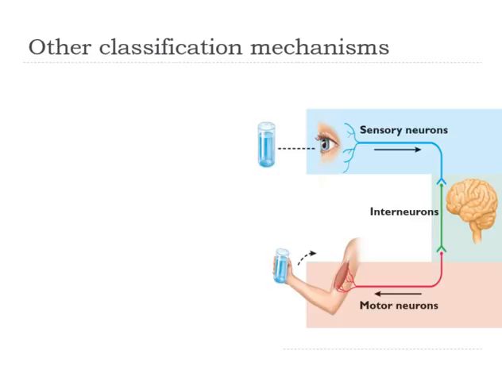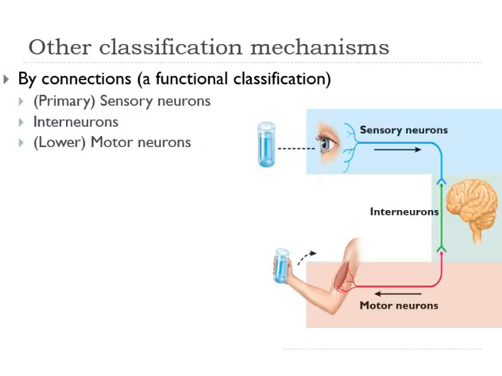This is a very common thing to do, and you've probably seen these terms before as well. So you can classify based on what is the function of this neuron to your nervous system. And through this classification, basically you have three different varieties. You have sensory neurons, which are sometimes also called primary neurons, or primary sensory neurons. You have interneurons, and then you have motor neurons. Sometimes we specifically would call these lower motor neurons.